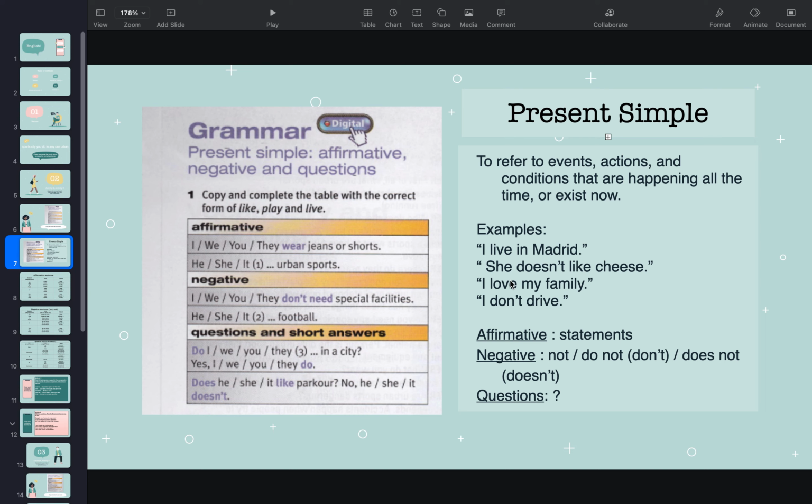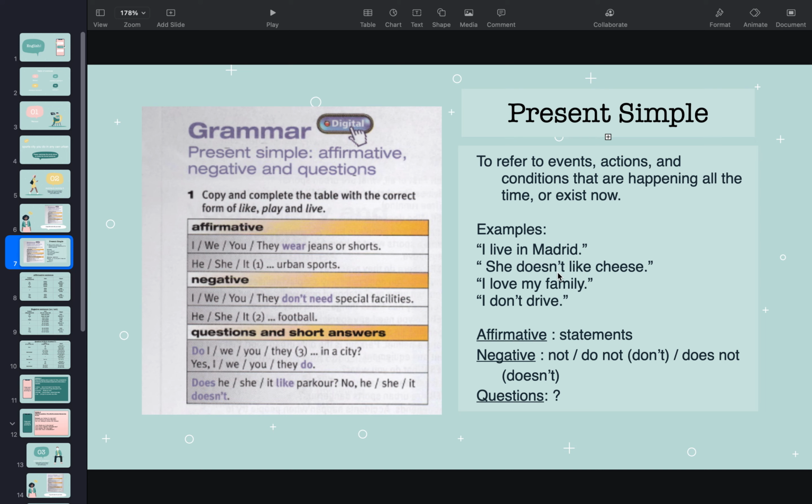Okay, example number 2. She doesn't like cheese. Dia tak suka cheese. Okay, tak boleh pakai didn't. Sebab didn't tu past tense. Okay, she doesn't like cheese. Sekarang ni dia tak suka cheese. Dia seorang yang memang tak suka cheese. Maknanya sepanjang dia hidup ni, dia tak suka cheese. So sebab tu kita kena pakai she doesn't like cheese.